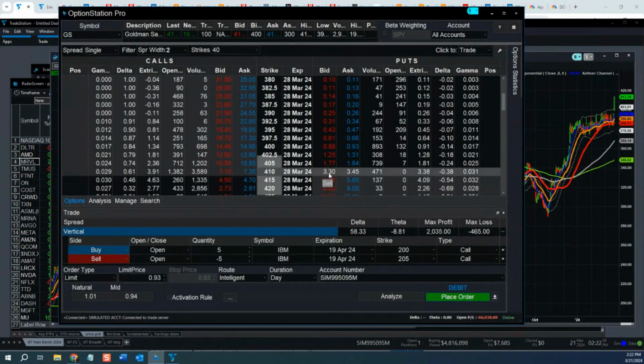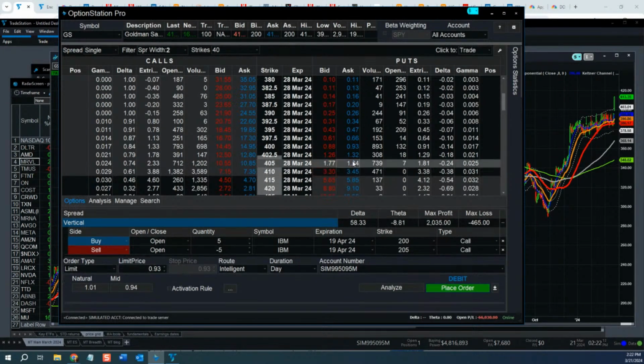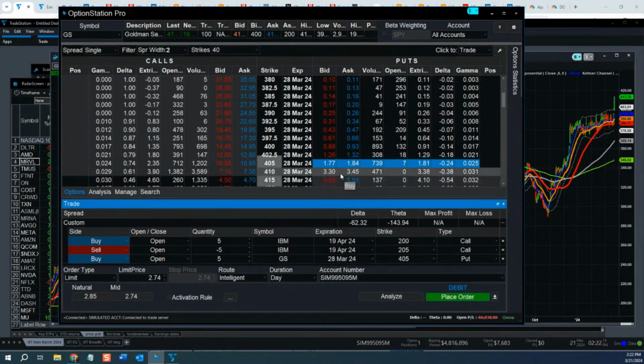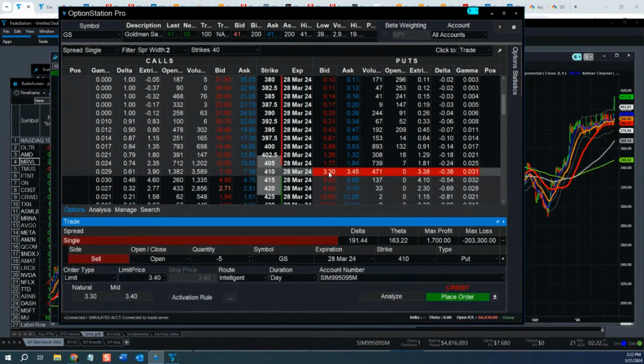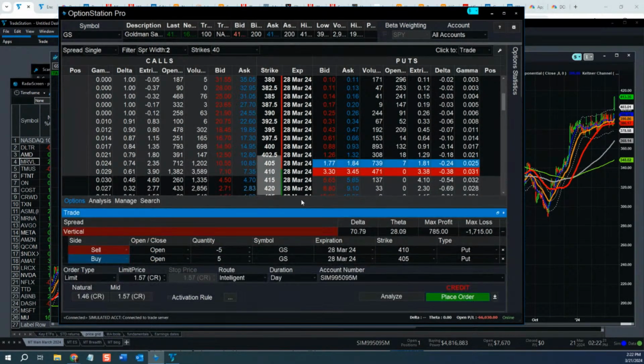For example, here a person could click on the bid and hold down control, and then, sorry, the 410s, the stock's at 413. We go to the 410, 405. It's kind of interesting here. You click on the bid and hold down. So this is a spread that's $5 wide, and it's going to bring in $1.57. So it's basically a 3-to-1 risk reward.